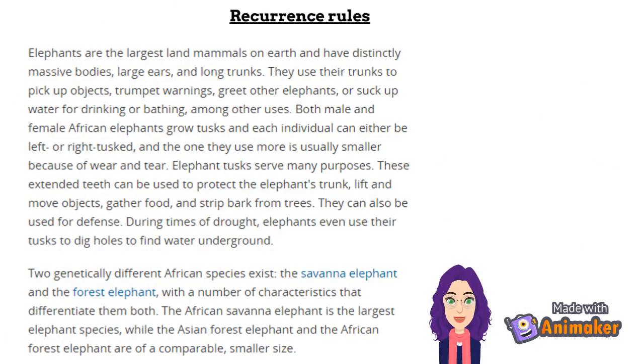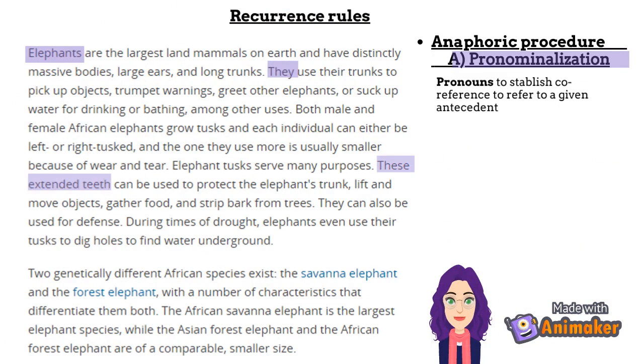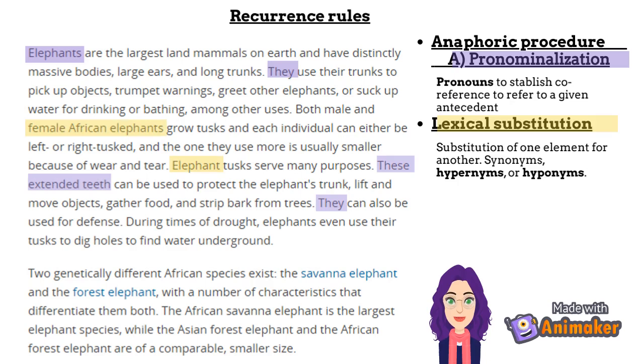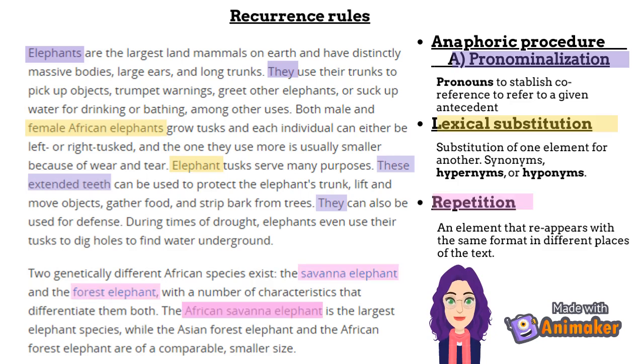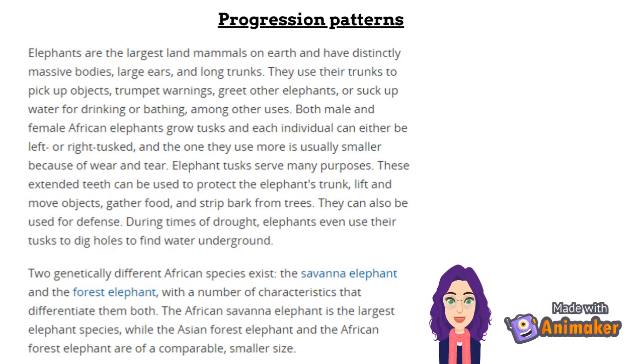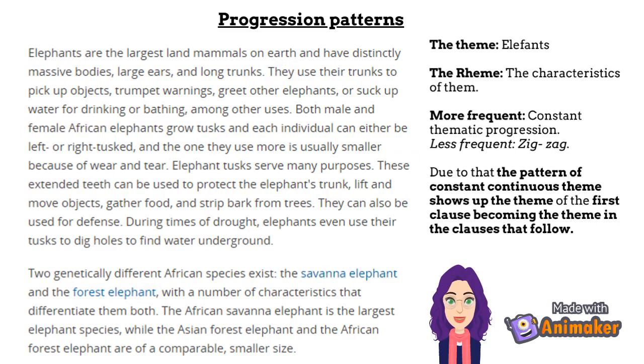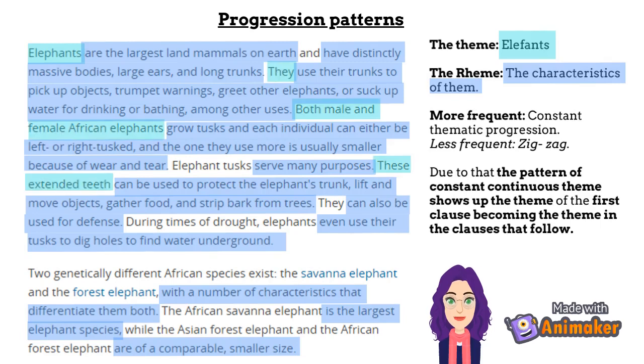In terms of recurrence rules, we found anaphoric procedures, being pronominalization, lexical substitution where the hyponym is before the hypernym, and repetition. To continue this analysis, we're going to analyze progression patterns. To do this, we identify the theme, elephant, and the rheme as a characteristic of them. The thematic progression pattern that was most frequent in this descriptive text was constant thematic progression, where the theme of the first clause becomes the theme in the clauses that follow.